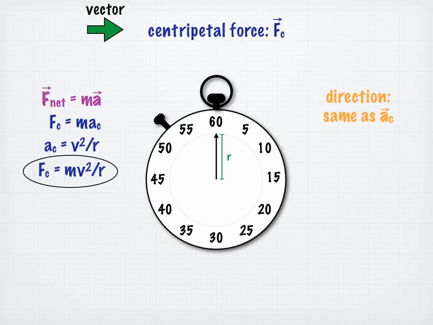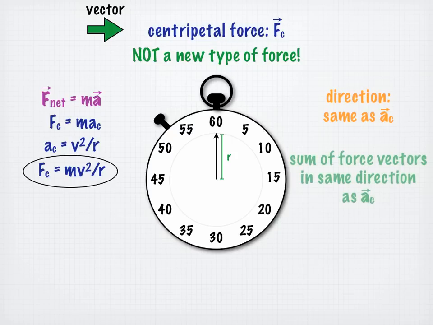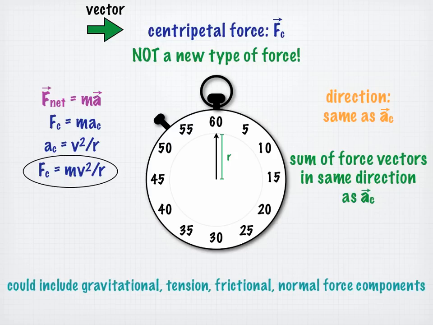A very important thing to keep in mind is that the centripetal force is not a new type of force, like the gravitational force or the normal force. It's just the net sum of the force vectors that are in the same direction as the centripetal acceleration, and thereby causing the centripetal acceleration in uniform circular motion. There could be gravitational, tension, frictional, and normal forces acting on an object in the same direction as the object's centripetal acceleration, and these all can contribute to the centripetal force.